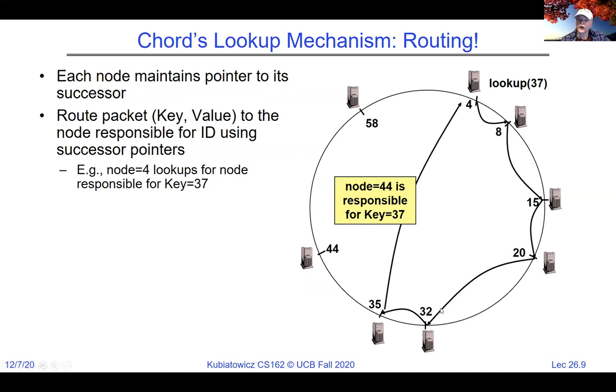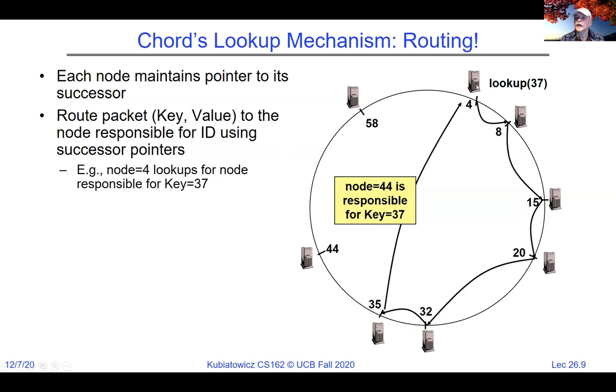And at that point, node 4 can talk back to the client, and the client now knows just to talk to 44. Okay, now, if we wanted to be fully recursive, we could have 35 pass a query onto 44 and have 44 send the key back. That would be another option, okay?